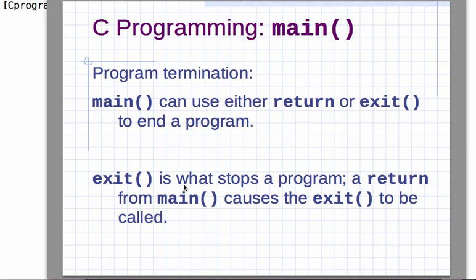Okay, program termination. How do you end a program? You can either return, and typically you want to return a number, or you can use the exit function to end a program. Exit is what stops a program. A return from main causes exit to be called. So if you use return, you're actually using exit indirectly.